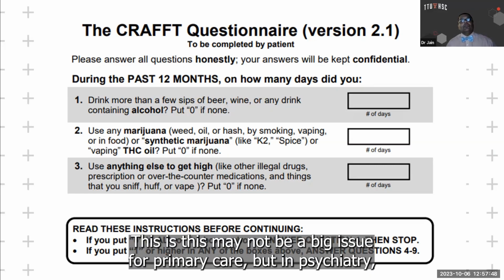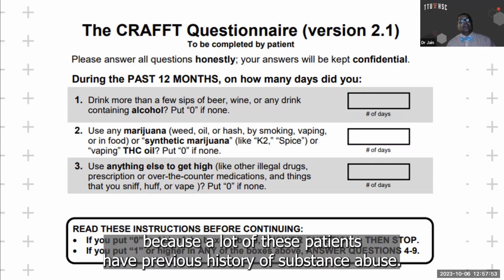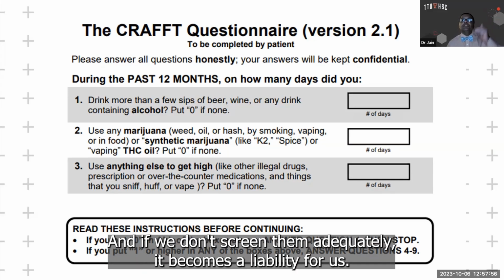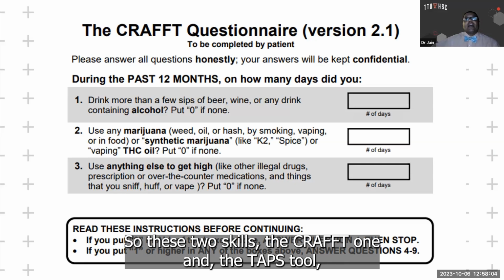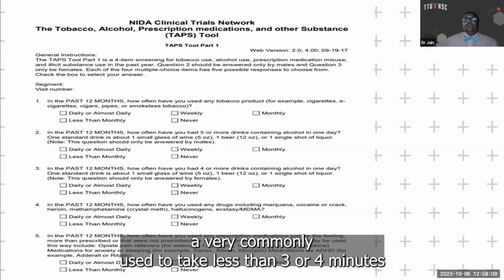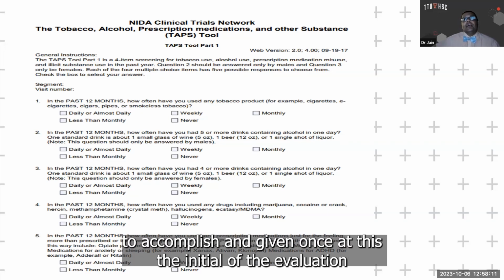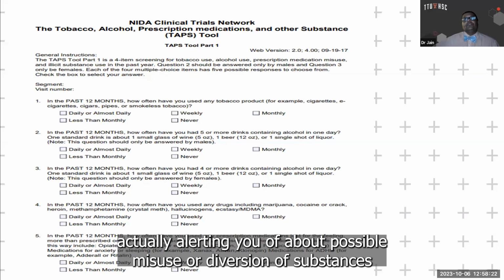This may not be a big issue for primary care, but in psychiatry, this is a big issue because a lot of these patients have a previous history of substance abuse, and if we don't screen them adequately, it becomes a liability for us for giving them a controlled substance. Right, so these two scales, the CRAFFT and the TAPS tool, are very commonly used. They take less than 3 or 4 minutes to accomplish, and given at least once at the initial evaluation, can go a long way in alerting you about possible misuse or diversion of substances.